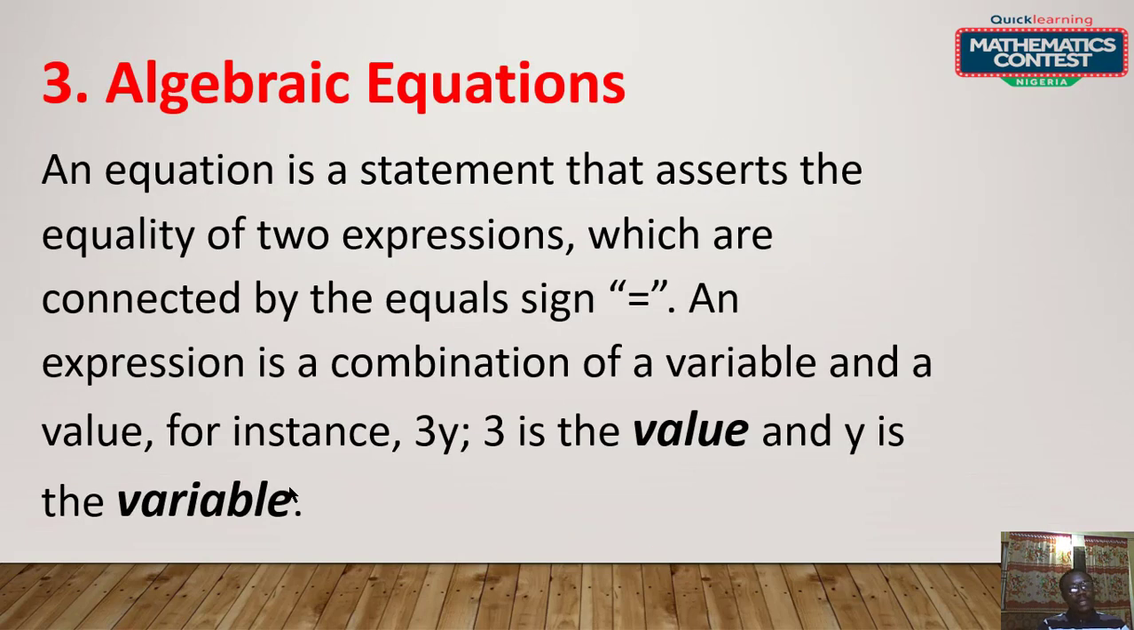Now that is that. Let's come to the last part of this lesson. We have seen factorization, simplifying, and quadratic expressions. So let's see algebraic equations. Like I said, the difference between an expression and an equation is the equality sign. An equation is a statement that asserts the equality of two expressions which are connected by the equality sign. An expression is a combination of a variable and a value. For instance, 3y is an expression. That is, 3 is the value and y is the variable. So 3y is an expression.